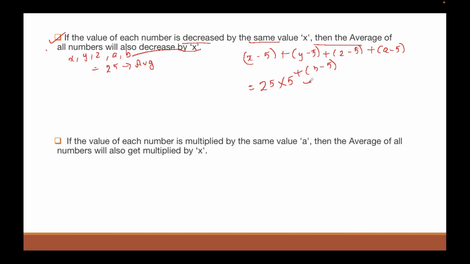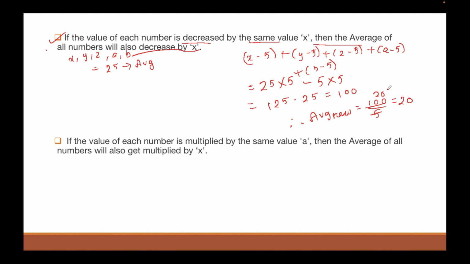Now what we will do? We will be subtracting 5 into 5. Why? Because I am taking this 5 common, and how many 5s are there? 5 times the 5s are there, so 5 into 5, 25. So what will be the ultimate answer? 125 minus 25, that is equal to 100. Now what will be the average? Therefore average would be 100 by 5, that is equal to 20. So the answer would be 20.